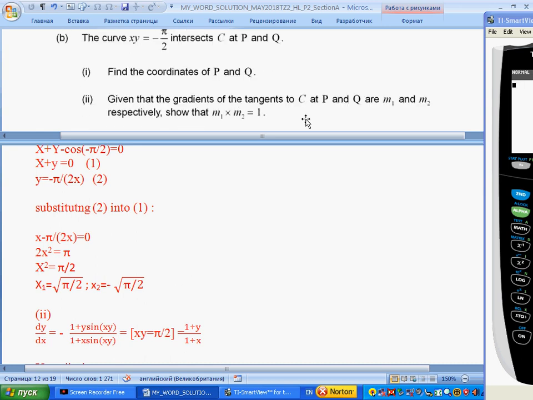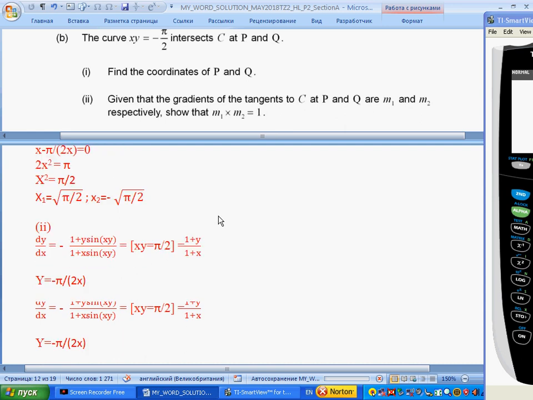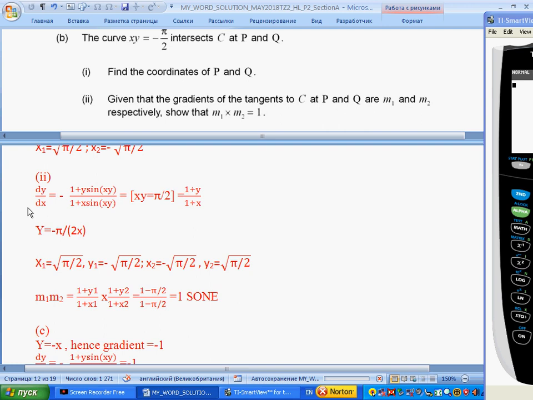Given that the gradients of the tangent to C at P and Q are m1 and m2, show that m1 times m2 equals 1. So the expression for the derivative is simplified and becomes like this. So y has these values, so we can find y1 and y2, and then we can find the values of m1 and m2 by substituting the values. So it becomes 1. So we proved it.